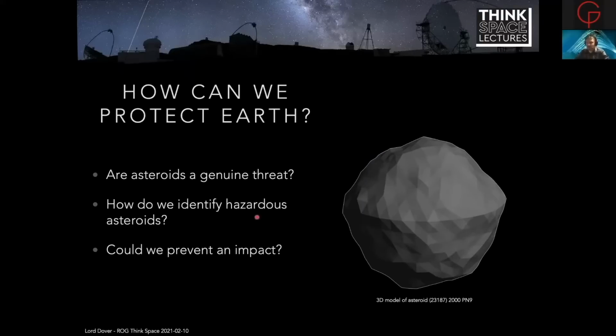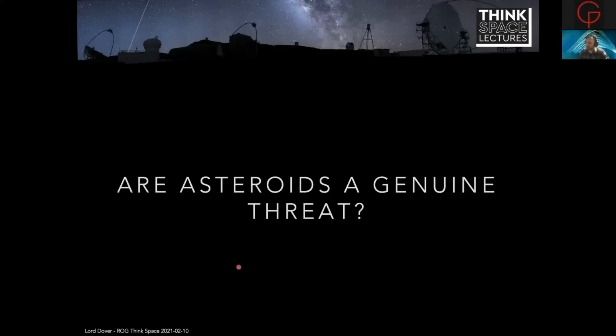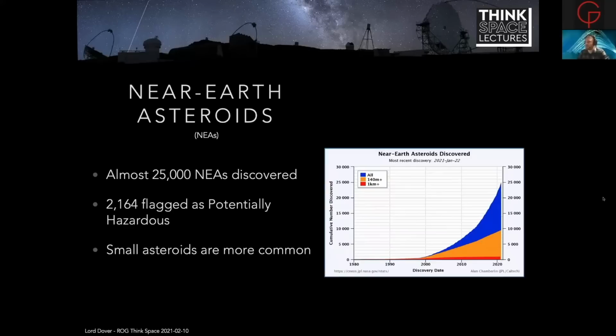Then I'm going to talk about how we actually find these asteroids and how we detect these asteroids and how we know if they're actually going to hit the Earth. And then I'll look at perhaps the most exciting part, and that's, could we stop an asteroid from hitting the Earth? So part one, are asteroids a genuine threat to us? So there are lots and lots of asteroids out there in our solar system.